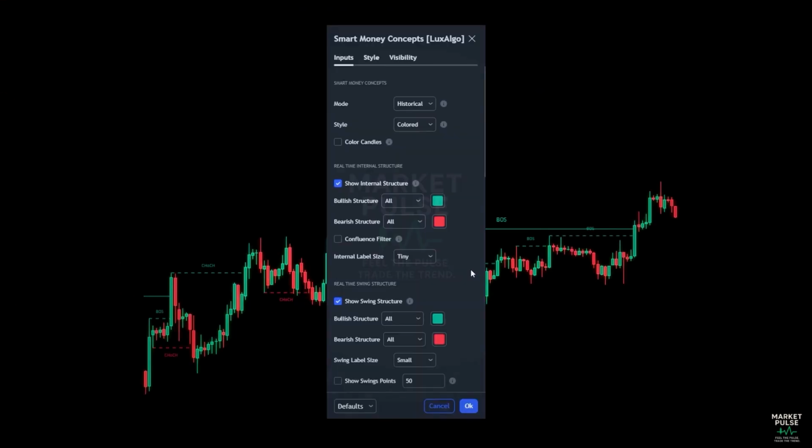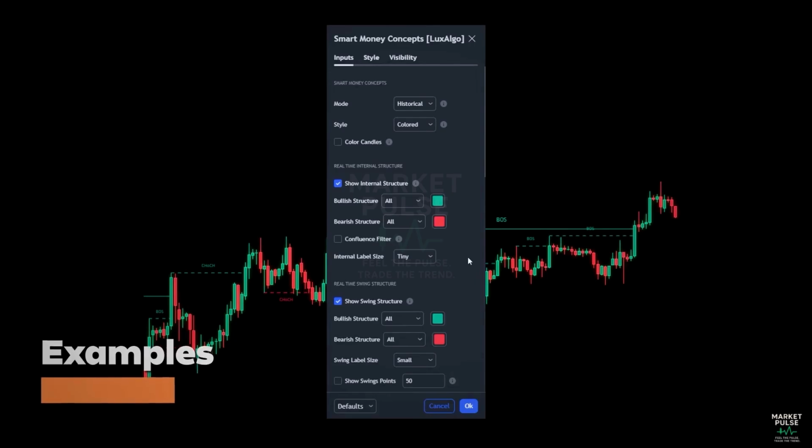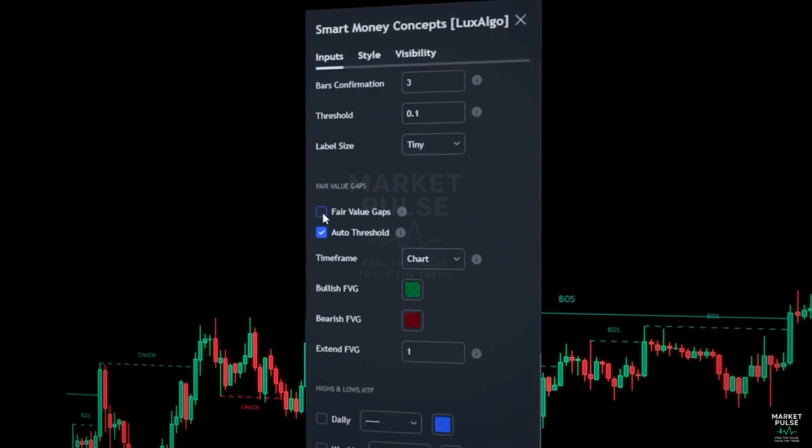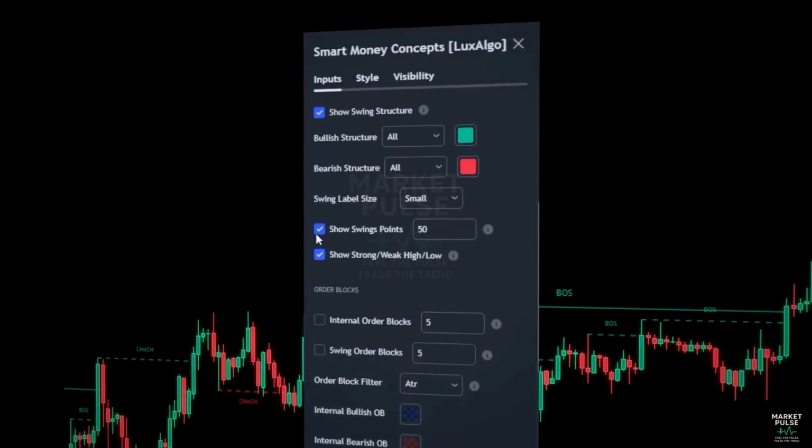For the first example, we'll use the default settings, but we're going to turn off all the order blocks and turn on fair value gaps. Also, we'll disable the auto threshold and extend it up to 5 points. Lastly, we'll turn on swing points in this example.